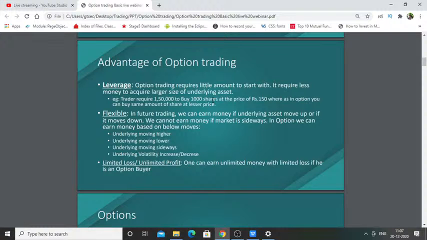Also, even after entering one trade, you can make multiple adjustments to your trades, and with those adjustments as well you can start earning money. Let's say you are bullish on a particular stock and you have entered. After entering, if the stock starts to reverse, you can make some adjustment so that you can come out of the trade with a profit, or at least without any loss in the worst cases. This is an advantage of option trading.